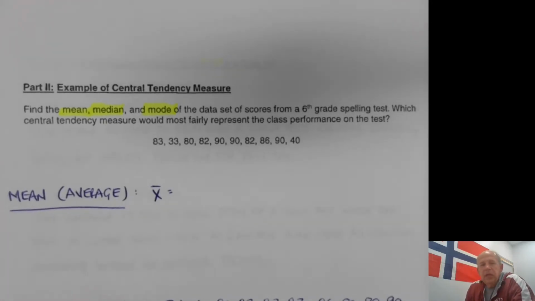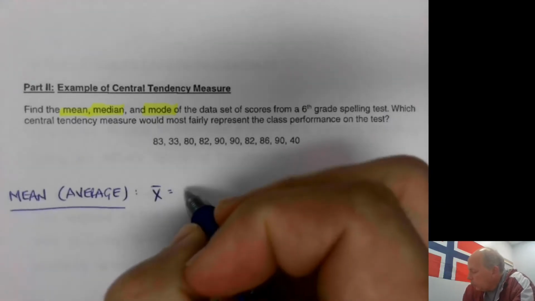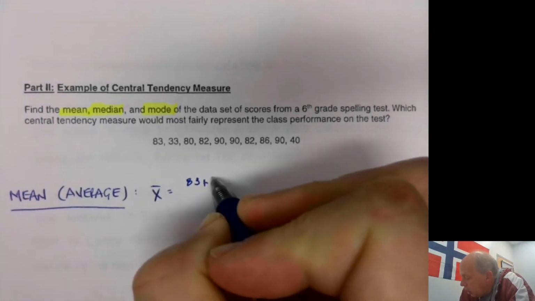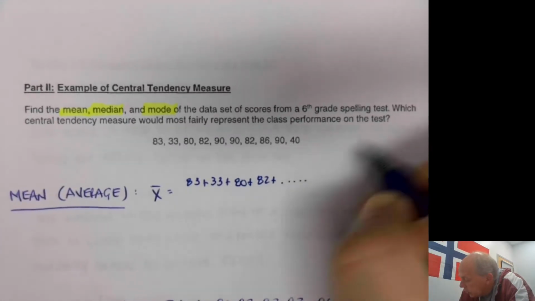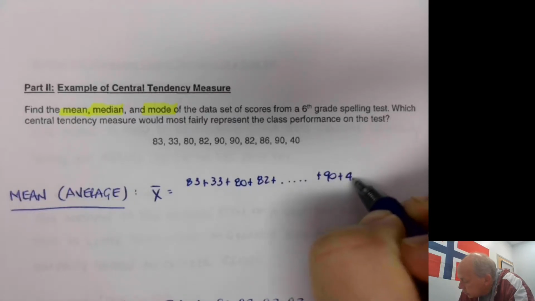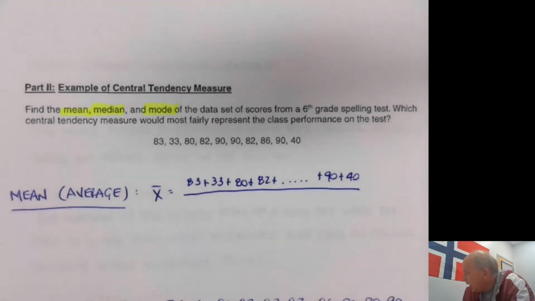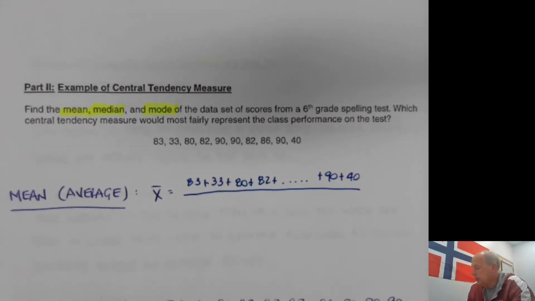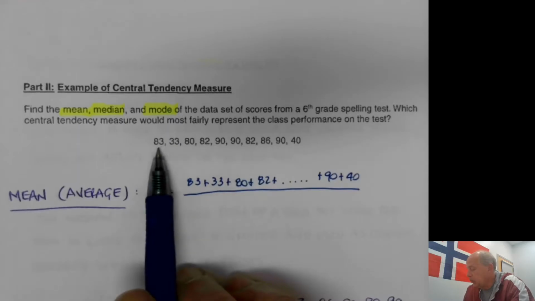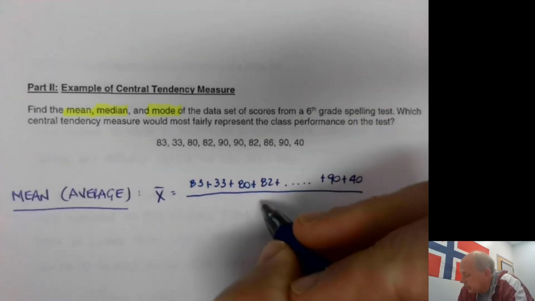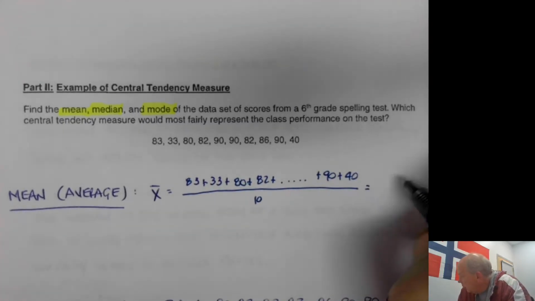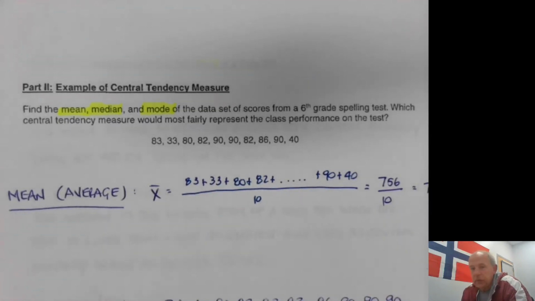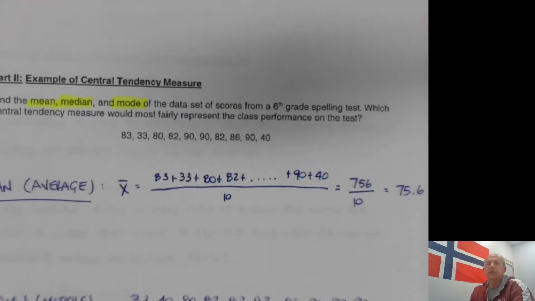So starting with the mean, or the average, or X bar, we are going to add up all of the values, all 10 scores. I'm not going to write all of this out. I'm just going to add up what we have here and divide by the number of students, or the number of data points that we have in this data set. That would be 1, 2, 3, 4, 5, 6, 7, 8, 9, 10. So we have 10 students. We add up these, we get 756 divided by 10. The average, the mean, is 75.6.